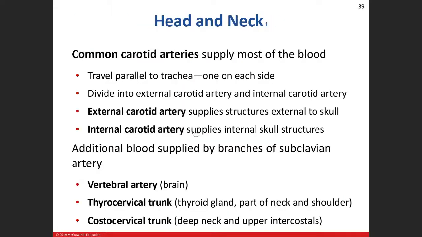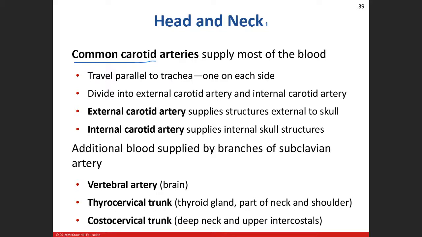All right, now let's go into the head and neck. We're going to jump back over to the arteries here. There's going to be a lot. We're going to start off first with our common carotid arteries. The common carotid artery will bifurcate into an internal and an external carotid artery.